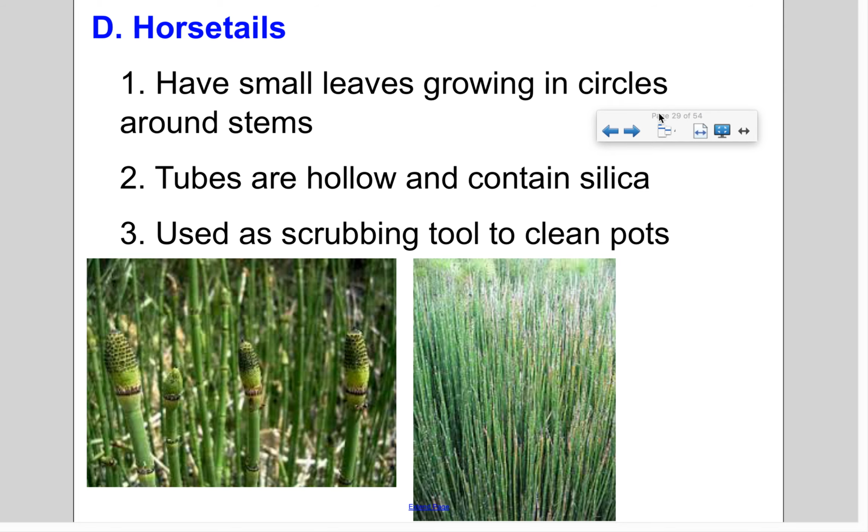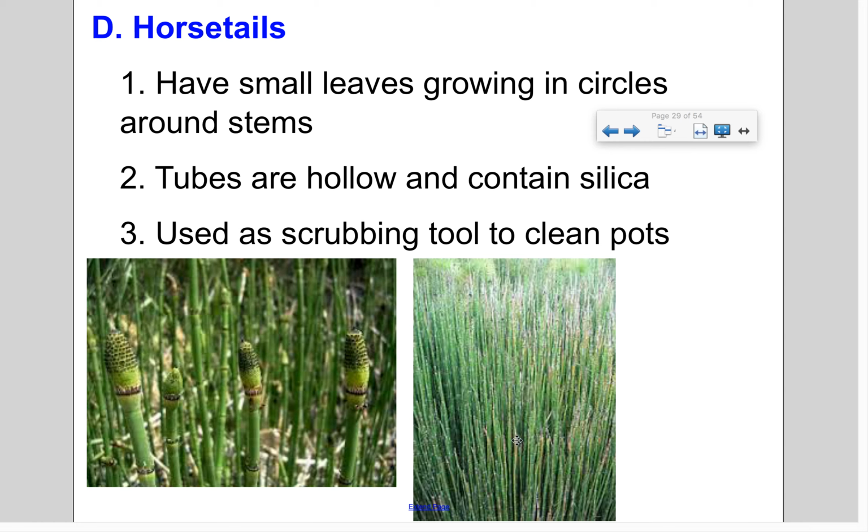Okay, personal favorite, another seedless vascular plant, horsetails. Whenever I go hiking at a state park and it's kind of a wet or marshy area, I see these guys everywhere, and they're really fun because you can pull them apart, and they're hollow tubes on the inside. They basically look like nature's straws. They do have small leaves growing in circles around the stems. The tubes are hollow. You can look down, it just looks like a straw.